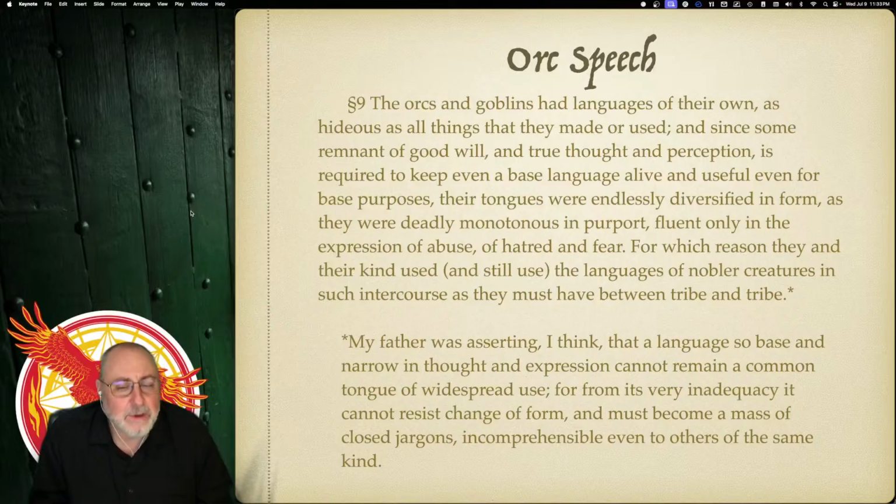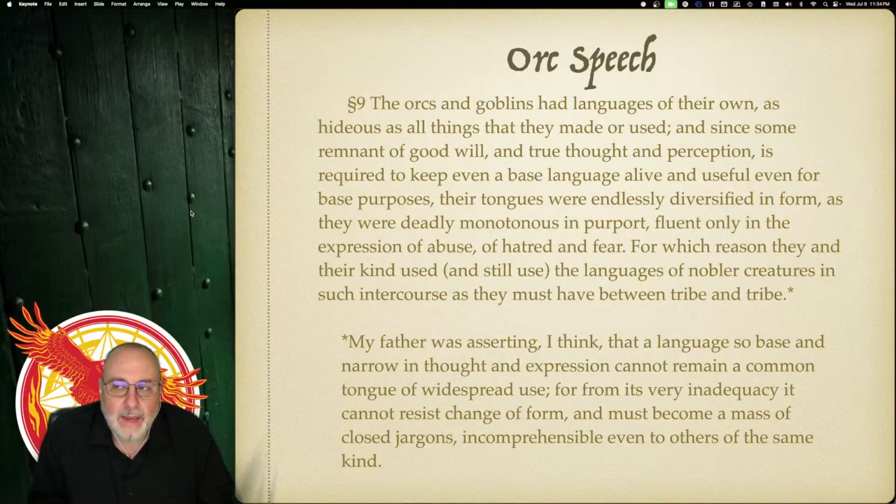Christopher's note, right? He says, my father was asserting, I think, that a language so base and narrow in thought and expression cannot remain a common tongue of widespread use, for from its very inadequacy it cannot resist change of form and must become a mass of closed jargons incomprehensible even to others of the same kind. Yes, I certainly agree with Christopher. I think that's what Tolkien was saying, though I think he's also saying a bit more than that.